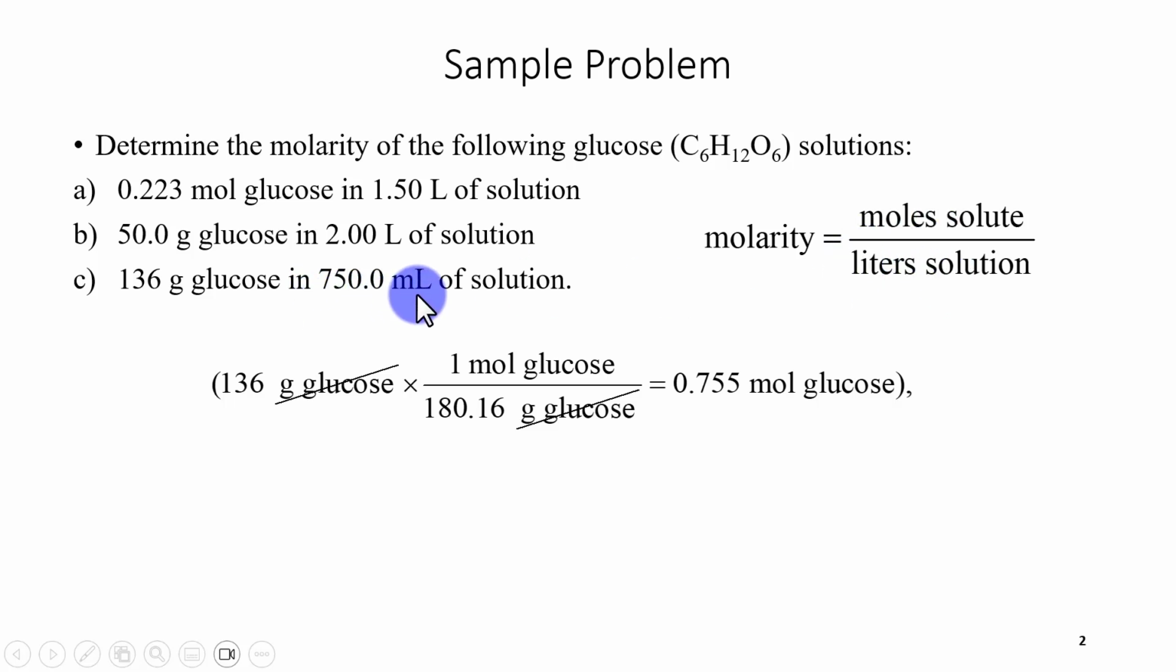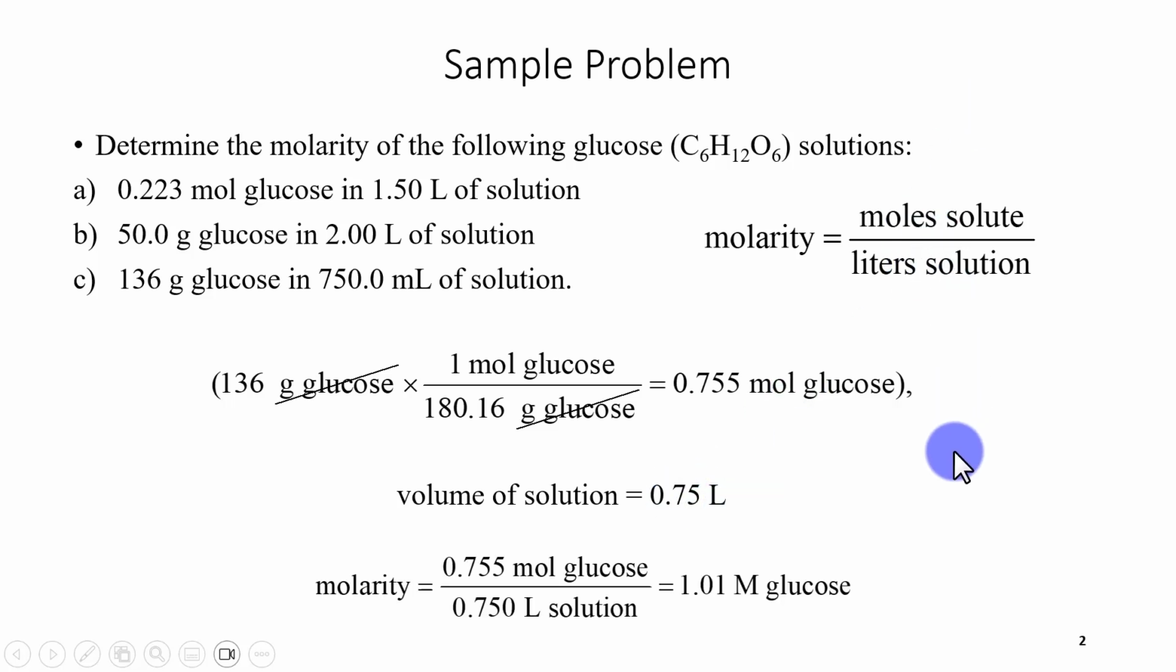So now that I have the moles of solute, I need to get liters of solution. This is 750 milliliters. And if I convert it to liters, I have to divide it by 1,000. 1 liter has 1,000 milliliters, and so I divide that to give me liters of solution. Now that I have moles and I have liters, I can just go ahead and divide the two to get 0.755 moles of glucose over 0.750 liters of solution, which gives me 1.01 molar glucose. Give A and B a try.